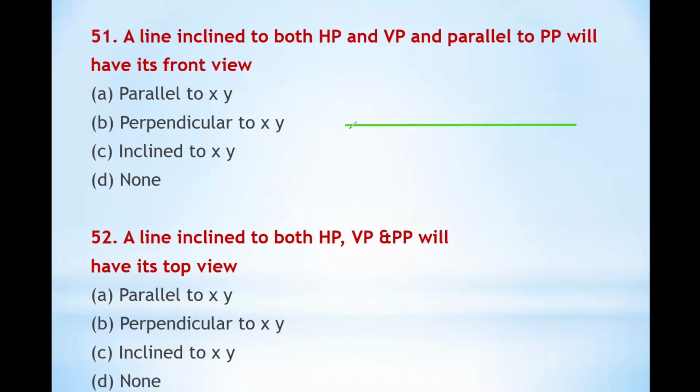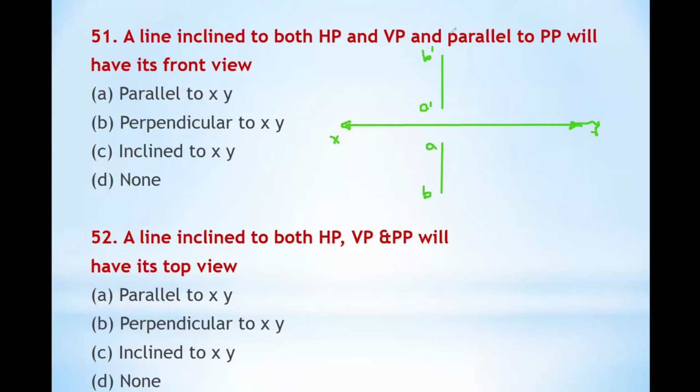MCQs related to this. Okay, this is the XY, and as this is a line inclined to both HP and VP and parallel to PP, we know that whatever front view and top view we get, the front view will be perpendicular to XY, and the top view will also be perpendicular to the XY. Okay, so we'll mark the points. This is A dash, B dash, and this is A and B.